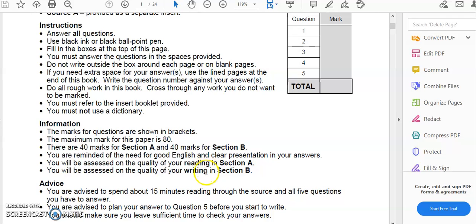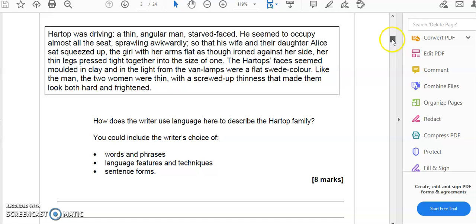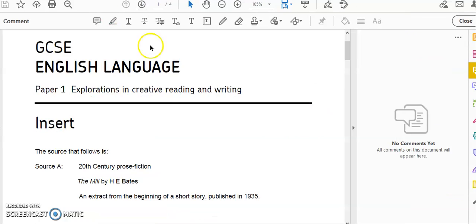You'll have access to highlighters, and even if you don't bring highlighters with you, you've got pencils to make notes in the margin. So what you do is you read through the questions. You might want to start by highlighting these sections in question 2 as well, because that will be useful. You know you've got to analyse this in terms of language. So if you spot some interesting adjectives, for example, thin, angular man, starved-faced, you might highlight those straight away before you've even started actually answering the questions.